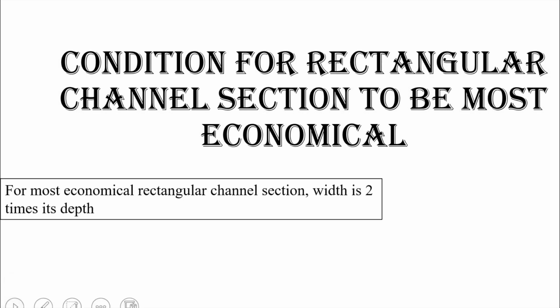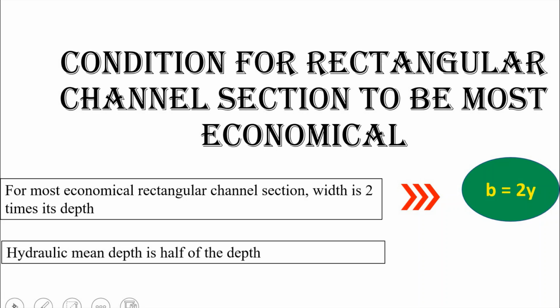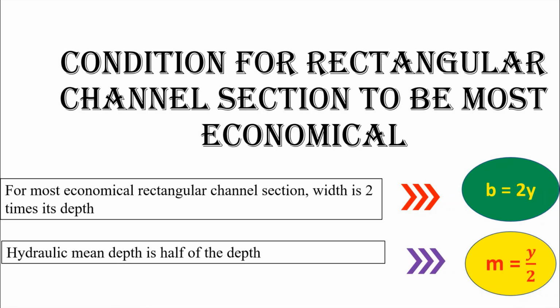That is, width should be equal to twice its depth. That is, B will be equal to 2y. And hydraulic mean depth is half of the depth, that is M is equal to y by 2. So that was all about most economical rectangular channel section.